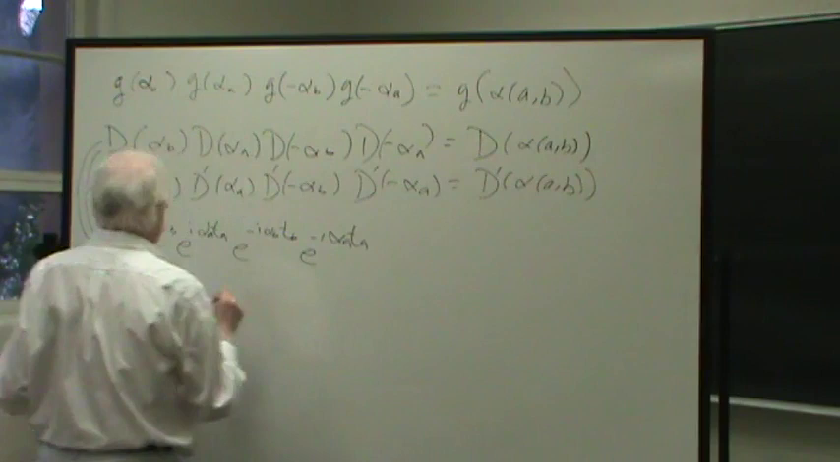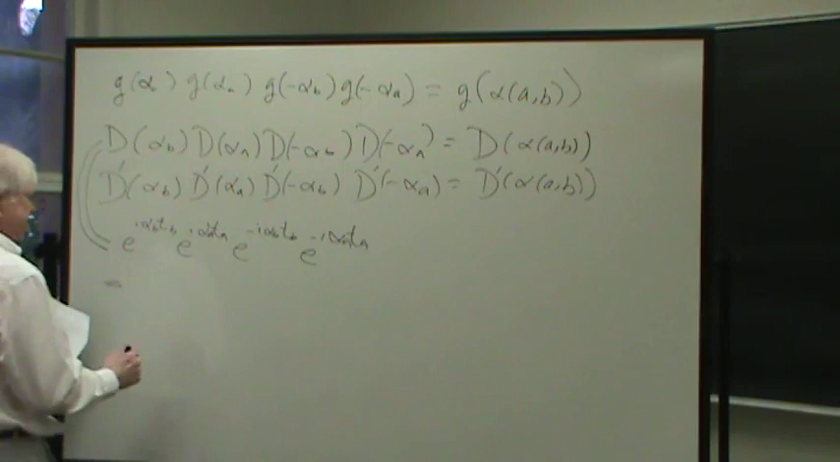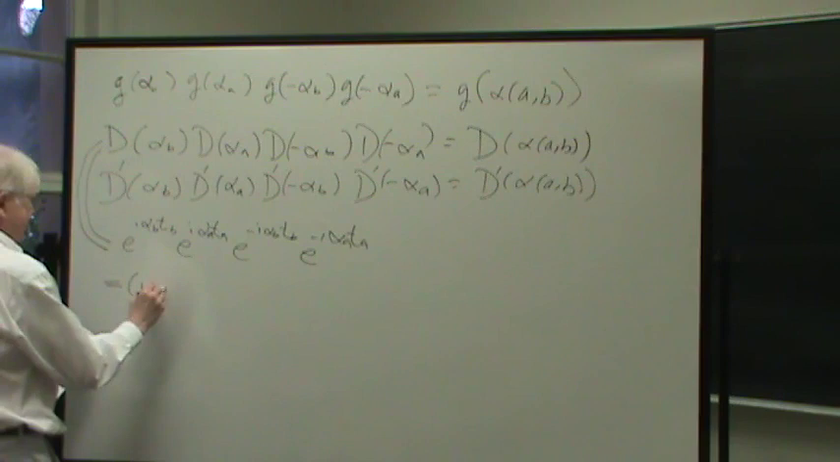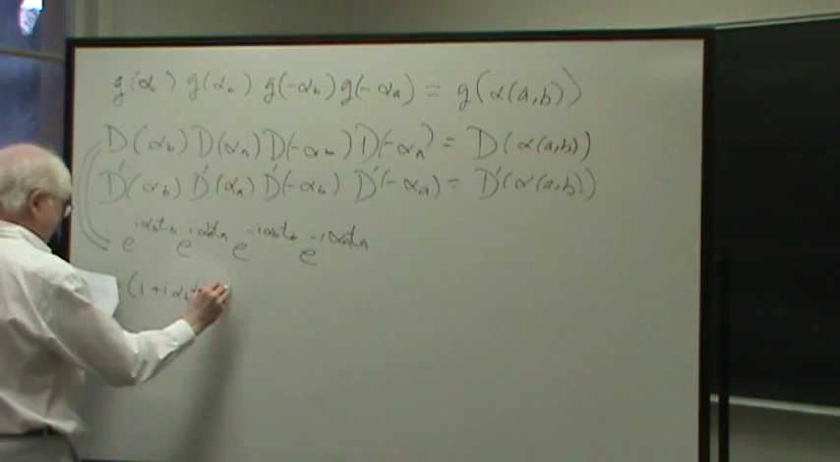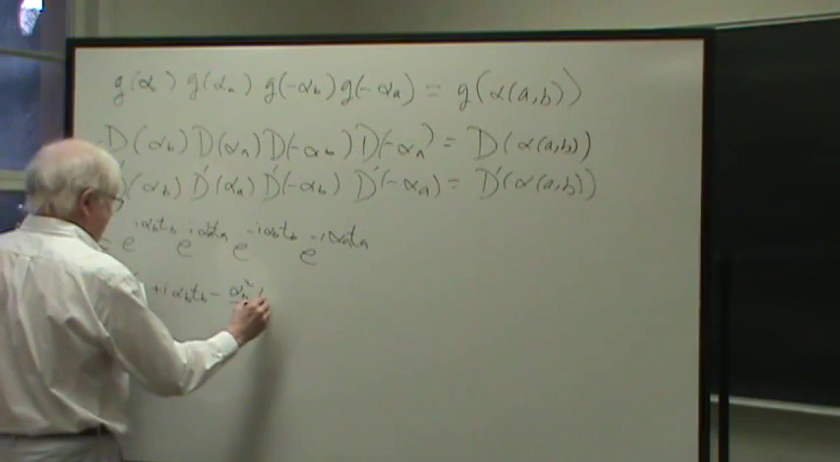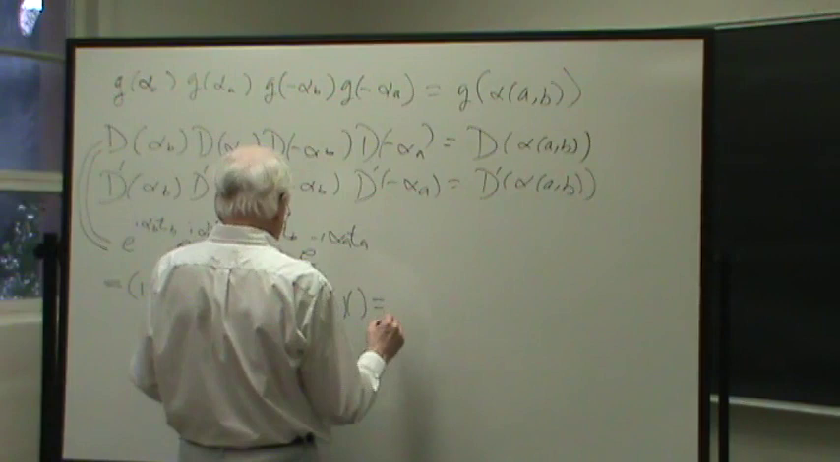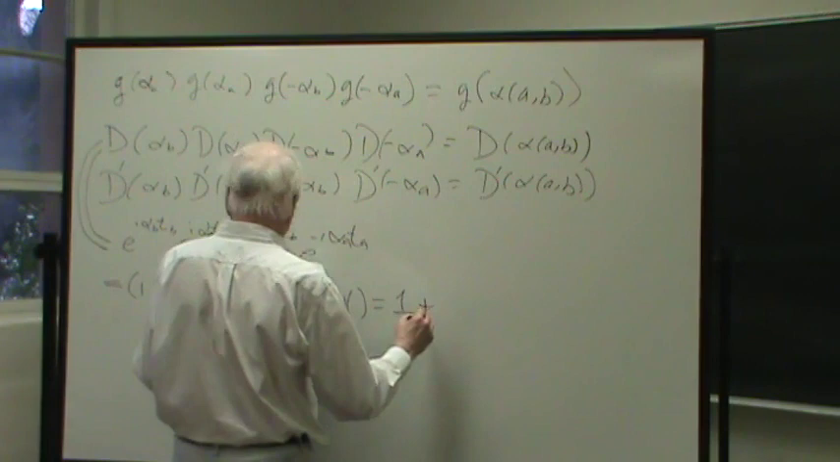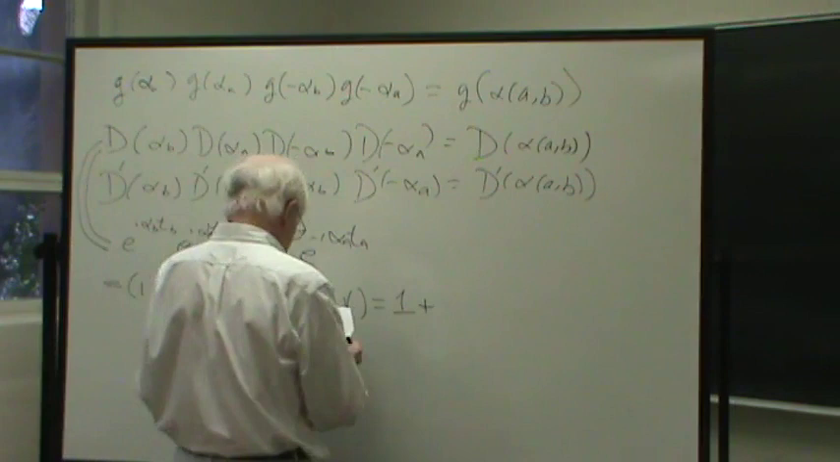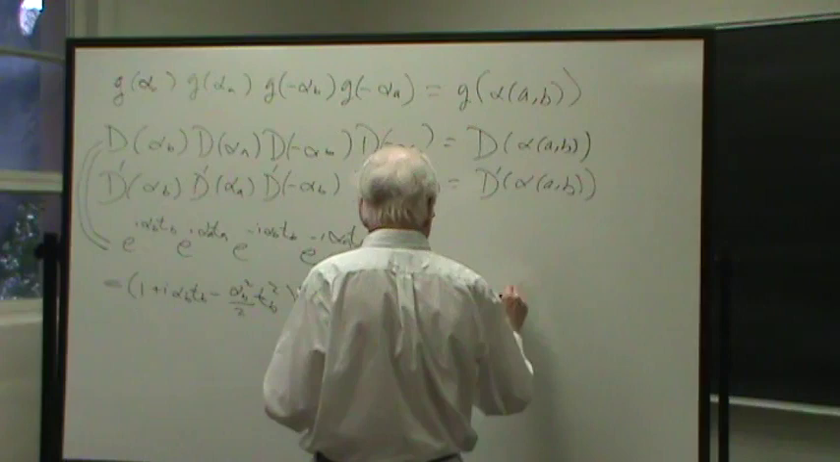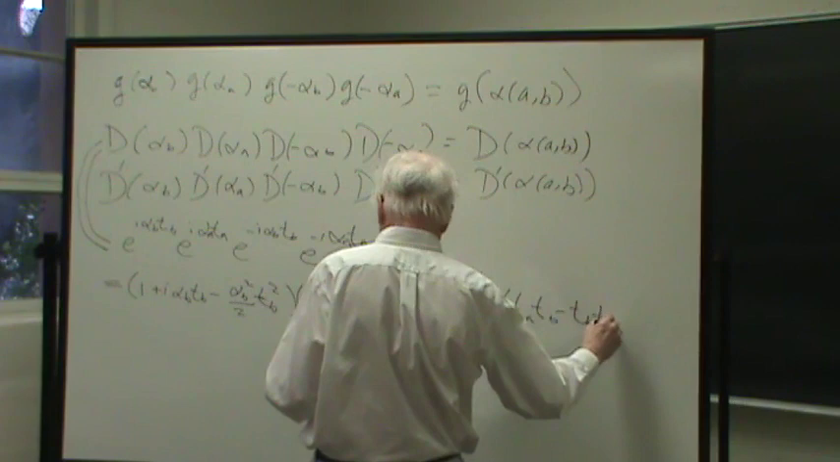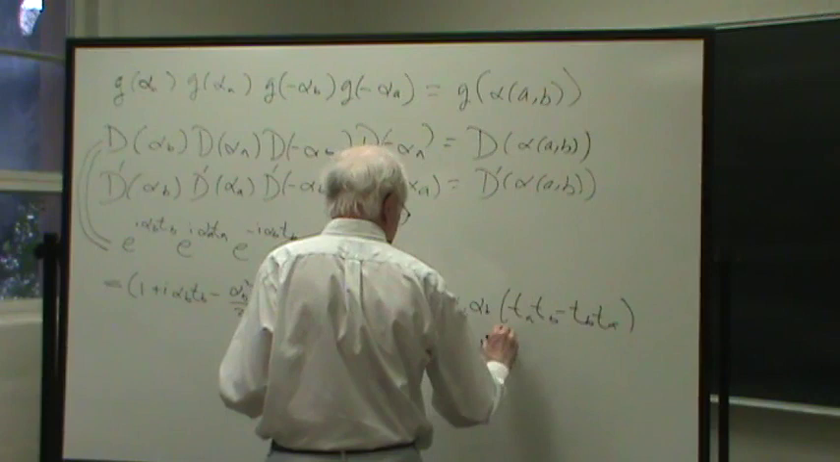And if you multiply this out, what you find is that a lot of terms cancel. Let me just multiply out some of the terms here. I'll do the first term: 1 plus i alpha b tb minus alpha b squared over 2 tb squared, and so on. So the product of all four of those, what is it? Well, there are various things that cancel, and what you have is alpha A alpha B times TA TB minus TB TA, which is to say 1 plus alpha A alpha B, the commutator of TA with TB.